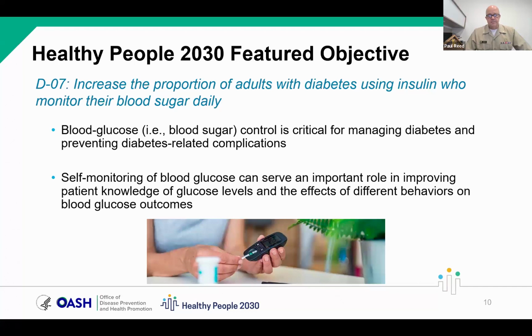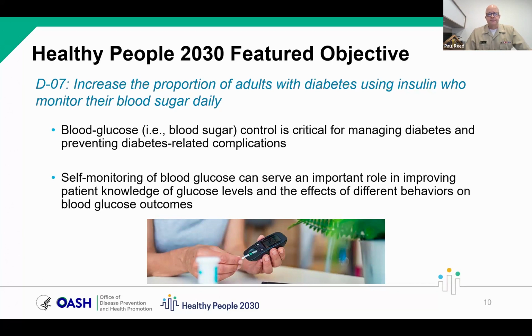Now, the second diabetes objective featured today focuses on self-monitoring of blood glucose or blood sugar. Blood sugar control is critical in effectively managing diabetes and preventing diabetes-related complications, such as cardiovascular disease or damage to the retina, a preventable cause of vision loss and blindness in people who have diabetes. And D07 tracks the proportion of adults with diabetes using insulin who monitor their blood sugar daily.